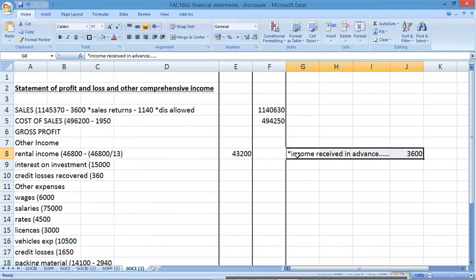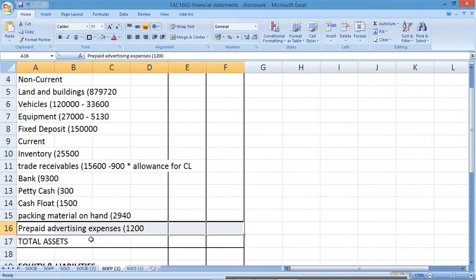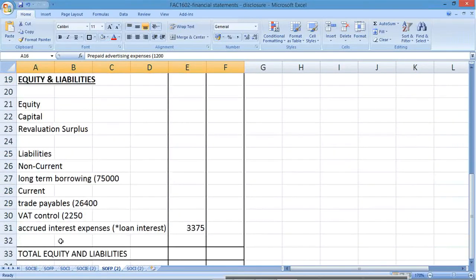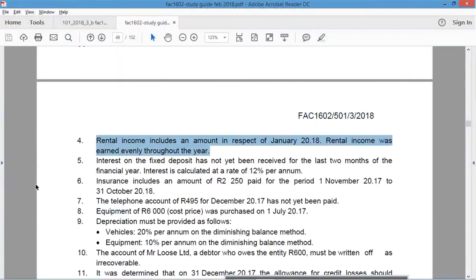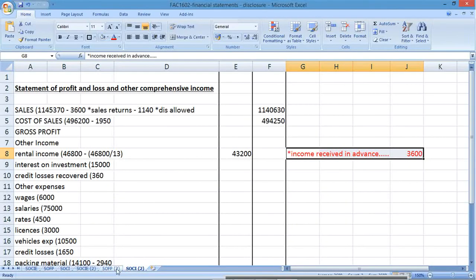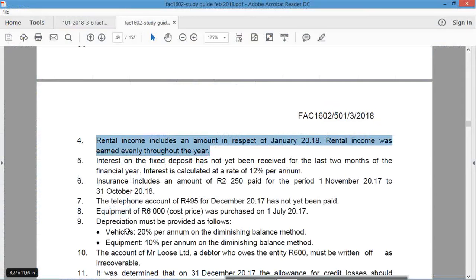I'm going to disclose a liability. Yes, and that is going to go under current liabilities. Correct. So where are our liabilities? There it is, let's put it in. Rent income received in advance, 3,600. That was the right amount. Let's go back and check. Yes. Okay, so that's what you had to do for that transaction.